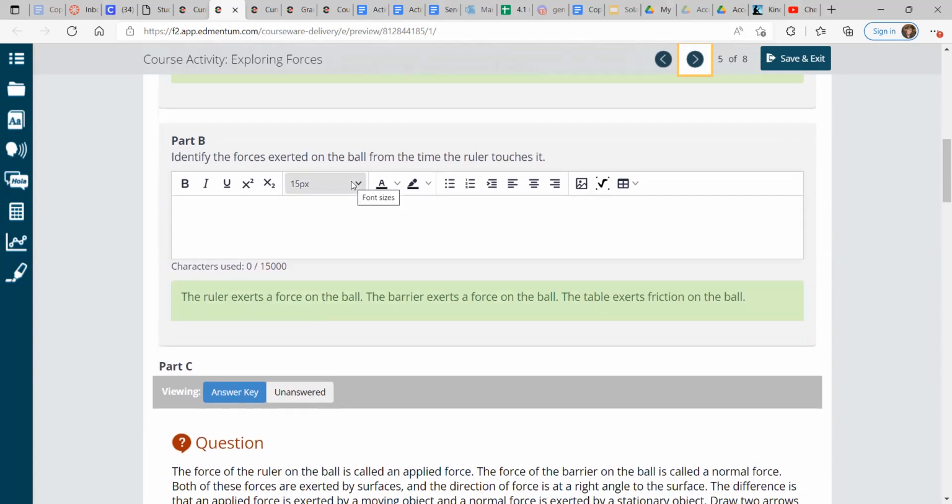Part B, identify the forces exerted on the ball from the time the ruler touches it. The ruler exerts a force on the ball. So you're using the ruler to make the ball move, and then the barrier exerts a force on the ball, and that force makes the ball change direction. And then lastly, you have the table exerting friction on the ball. So you have the force from the ruler, the force from the barrier, and the friction between the ball and the table surface.